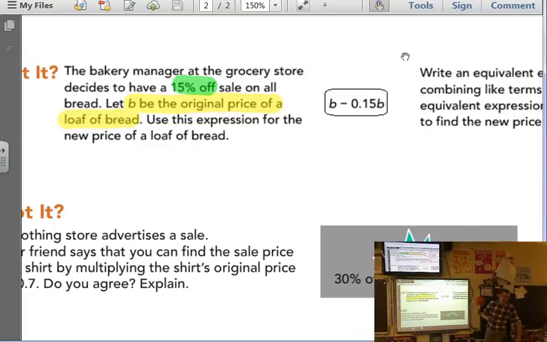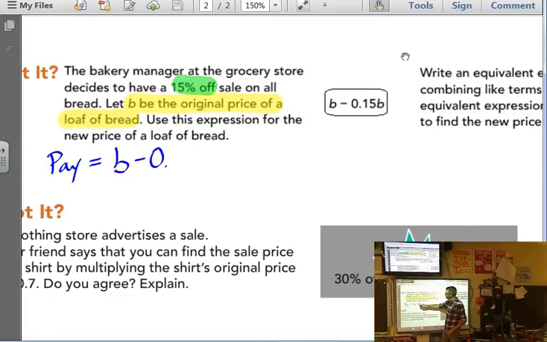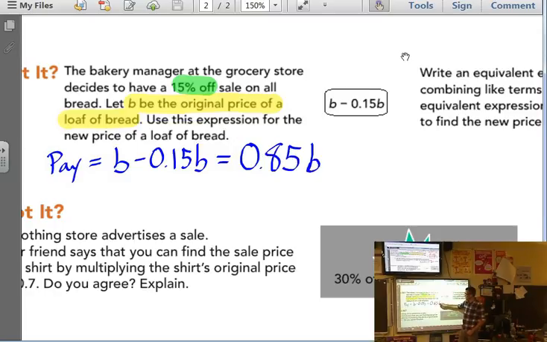So Justin, if I save 15% off, how much does that mean I'm going to pay? Yeah, if we save 15%, we pay 85. So when we do this subtraction, we really get 0.85 times B. Because this tells me I'm going to pay 85%.